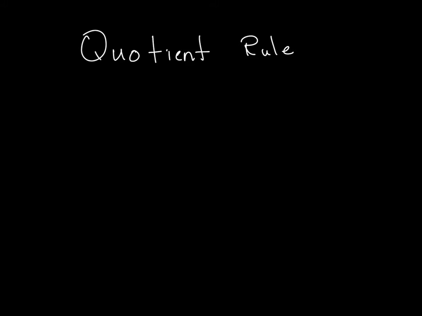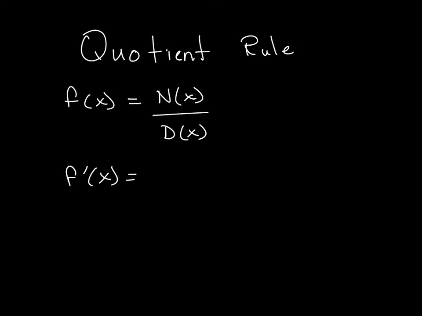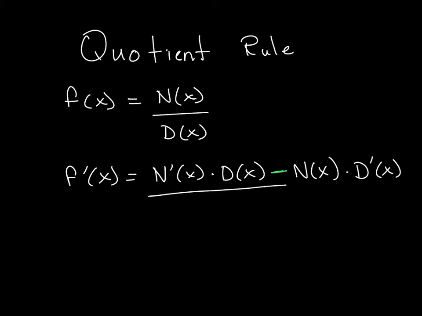Now, with the quotient rule of any function of x, let's say you have the numerator of x divided by the denominator of x. What you want to do with this, the derivative of that function is going to be the derivative of the numerator times the denominator. Then you subtract the numerator times the derivative of the denominator, all divided by the denominator squared. Now notice this is a subtraction sign, so the order in which we do this matters.